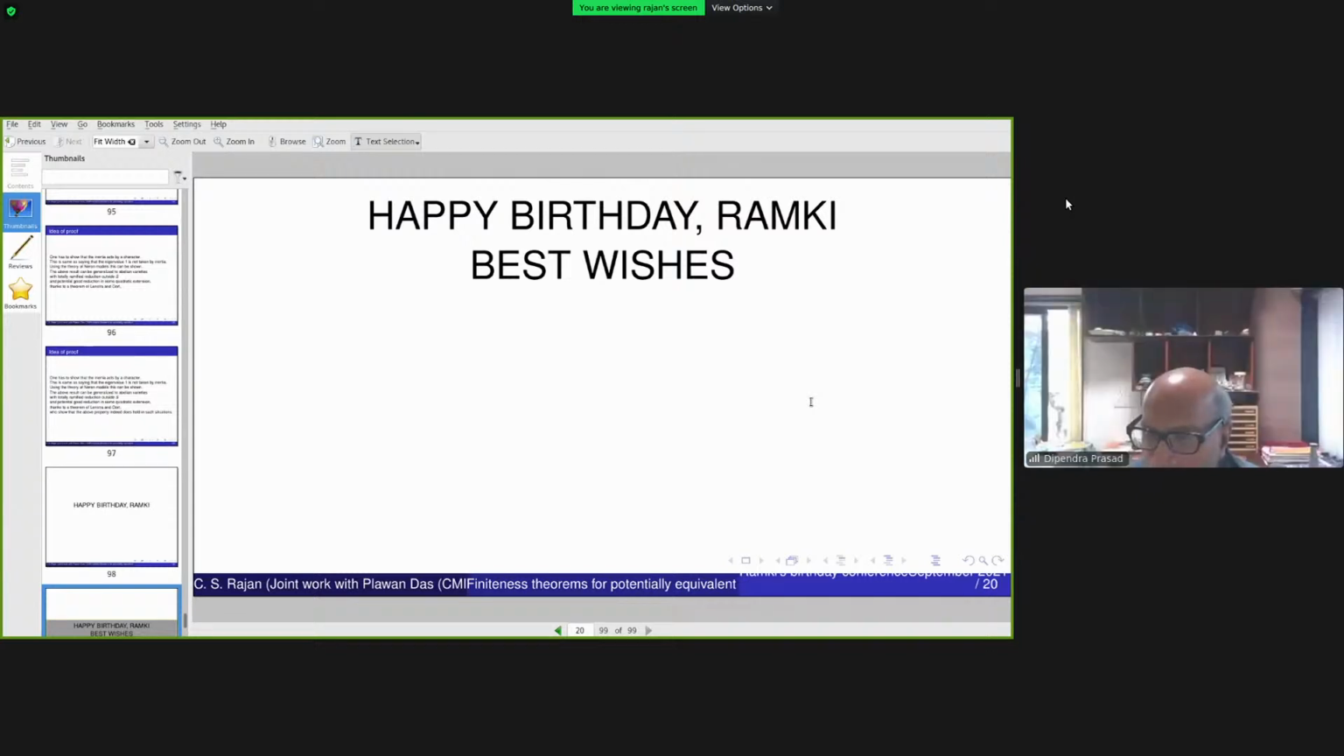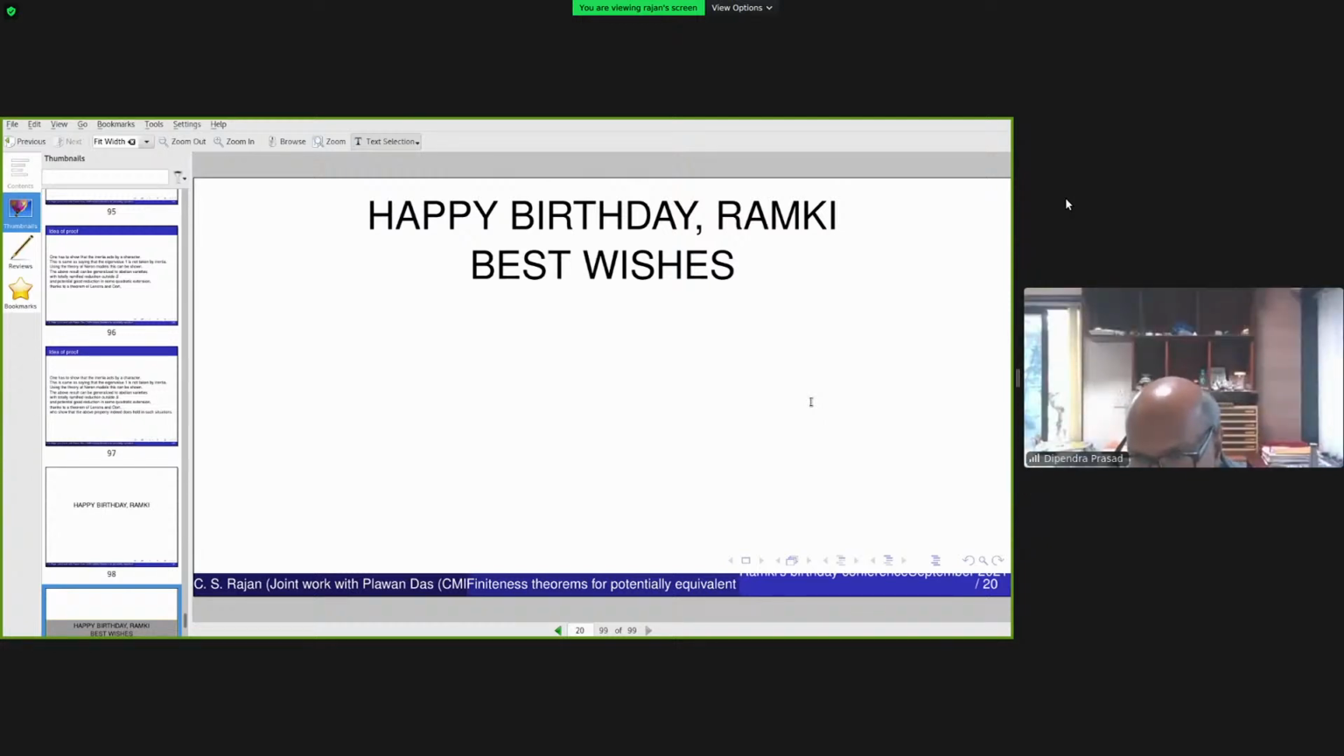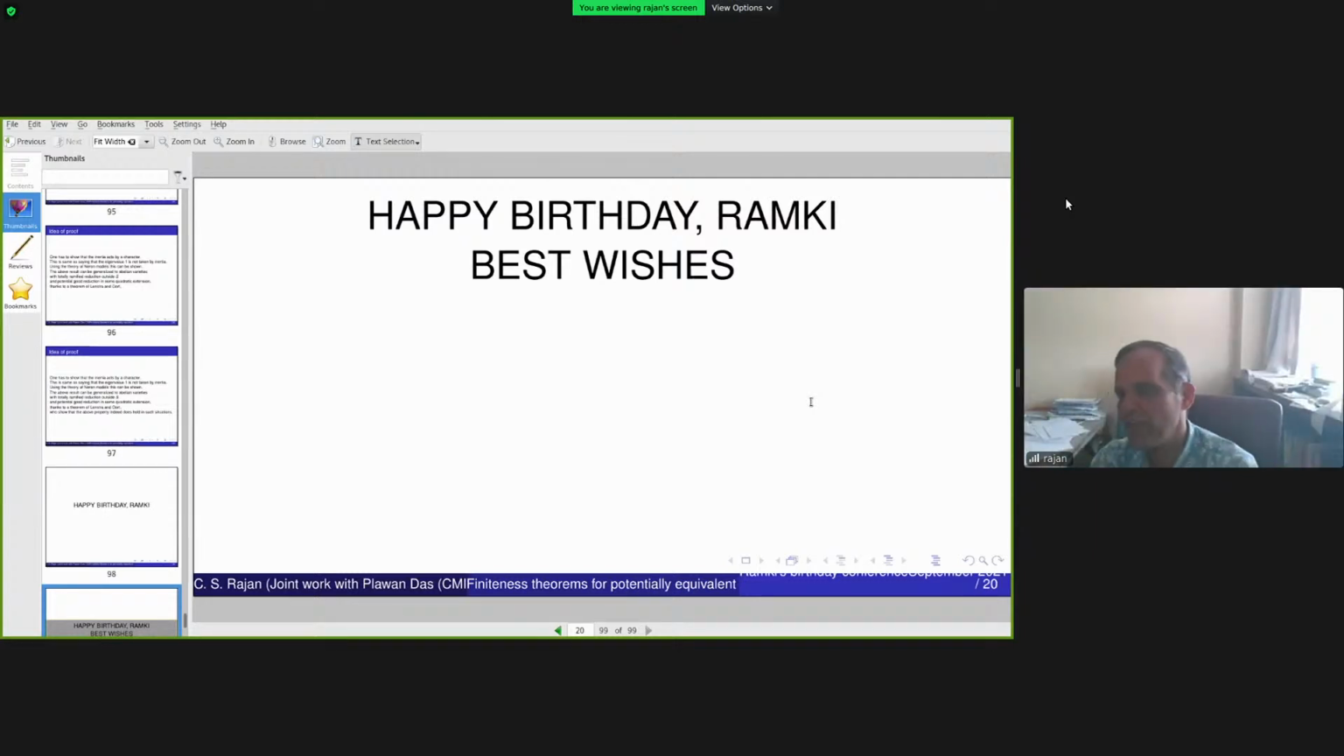Up to twisting, of course, you have to twist by some characters, right? But that's a finite set of characters. If you fix a dimension g, it will be a finite set of characters.